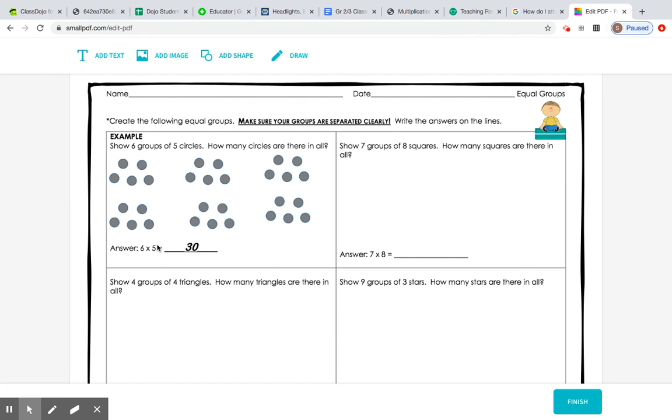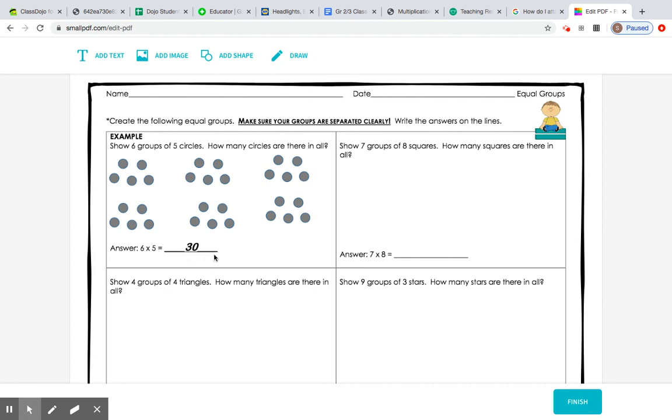And remember, they need to be equal groups. So equal means that they're all the same. So for this, we have 5 circles in each group. That means we have 5 in each of them, which means it's equal. So let's count and make sure. So we have how many groups? 1, 2, 3, 4, 5, 6. And we have how many objects in each group? We have 1, 2, 3, 4, 5. And if I'm just using my vision, I can see that all of them are equal. They all have 5. And then our answer, so 6 times 5 equals 30.